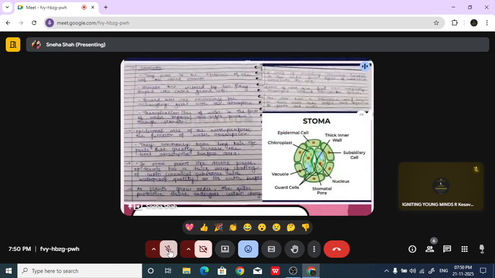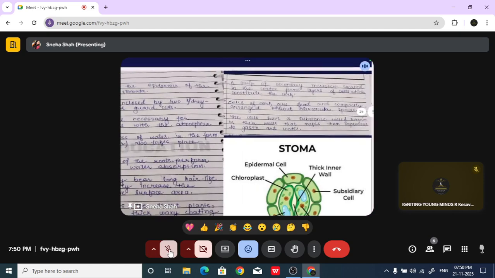Please just say yes or no. Ma'am, I can't understand the last point. About suberin? Yes, ma'am. Suberin, okay. See, there is a substance called suberin in... Do you understand the concept of cork cell?